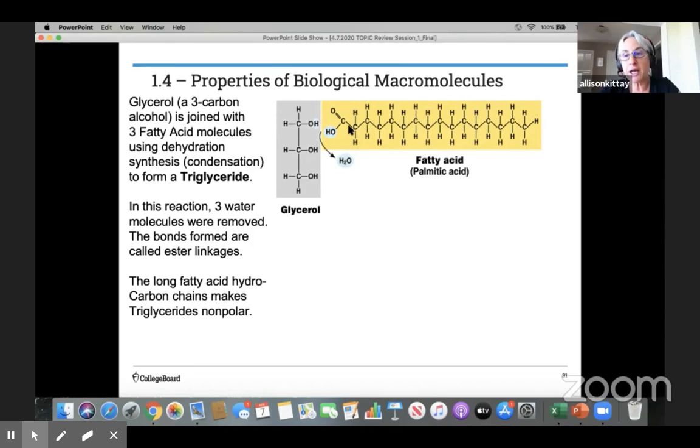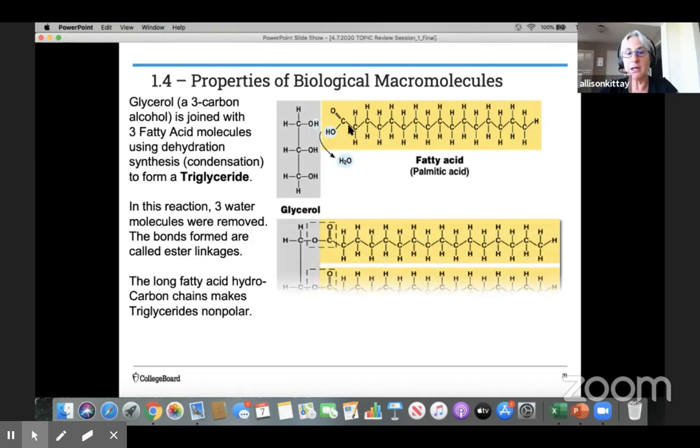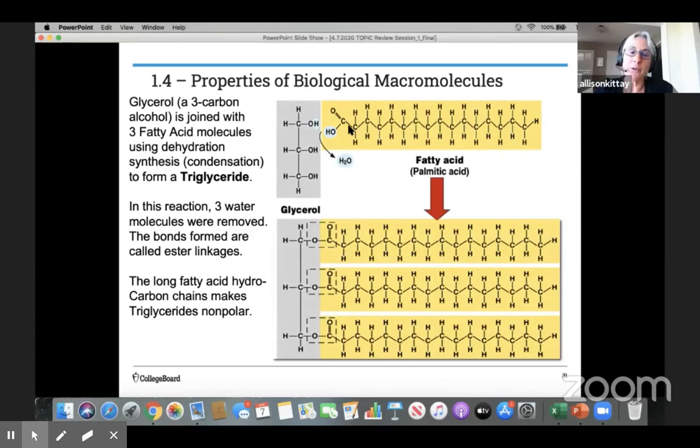To build a triglyceride, you need 3 fatty acids. So what's going to happen is we're going to do that, and we're actually going to remove 3 water molecules. So you can see that that is a triglyceride. You've got the 1 glycerol molecule, and what happens is this bond here is called an ester link. So where the water was removed in the dehydration synthesis, you get that bond, which is called an ester link, and that is an example of a triglyceride.